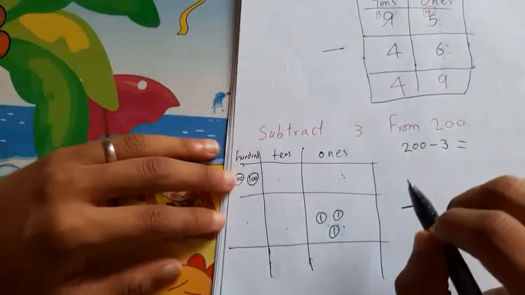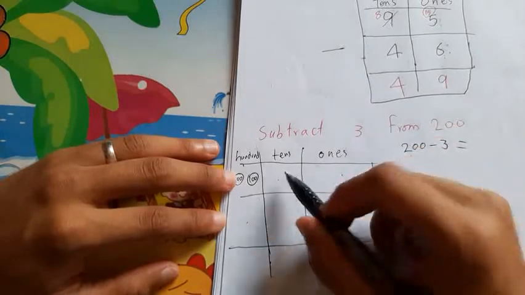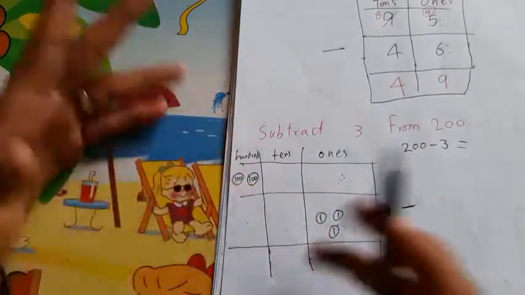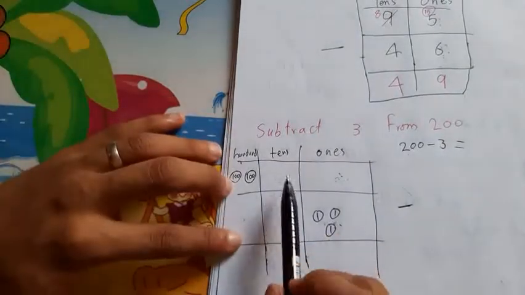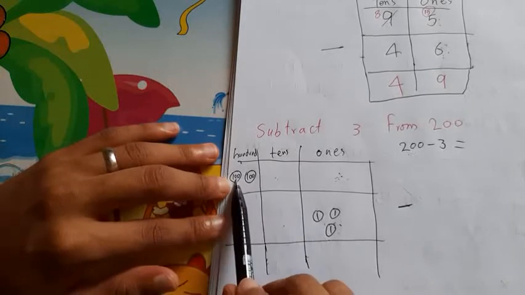So what you are going to do is borrow. Take from where? From the next place. Where is the next place? It is the tens. But the tens doesn't have anything. So the tens also is going to borrow from where? From the hundreds.